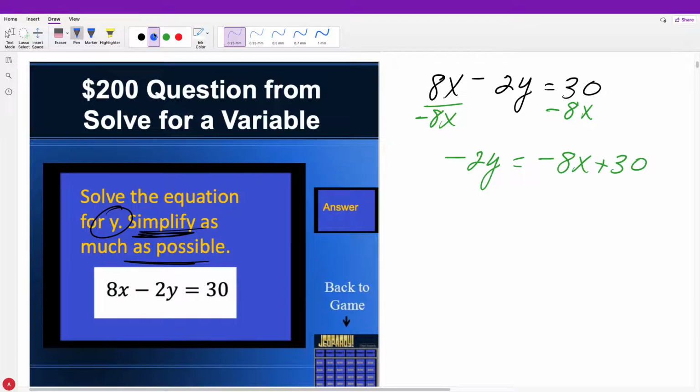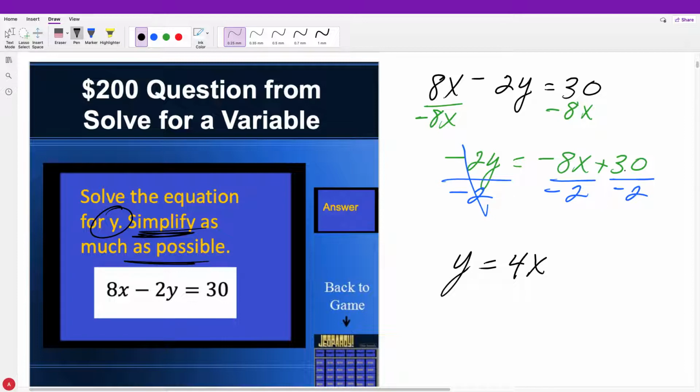And now I still need to isolate that y. Since negative 2 is being multiplied to it, I need to divide on both sides. Remember, this negative 2 needs to be divided into both terms, so maybe write it separately like this underneath. Then we can isolate that y and say positive y is equal to negative 8 divided by negative 2, which is a positive 4x, and 30 divided by negative 2 is minus 15. So this will be our final answer.